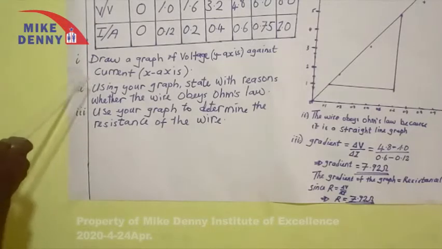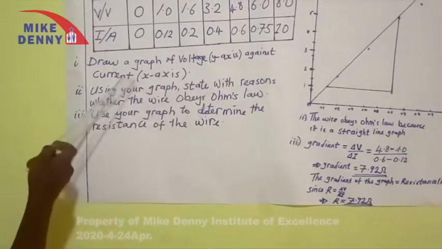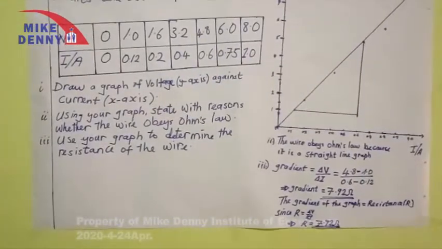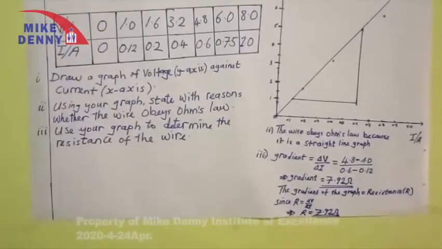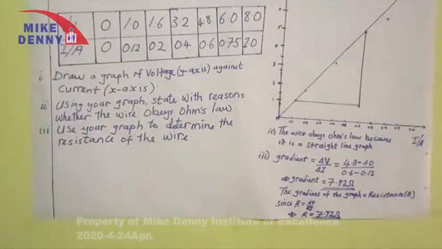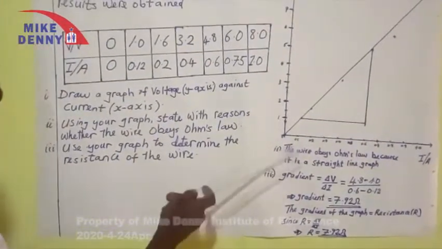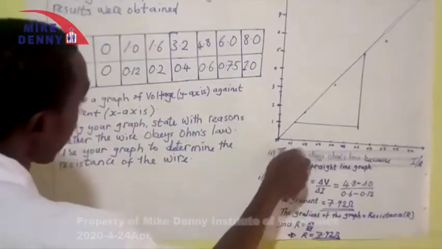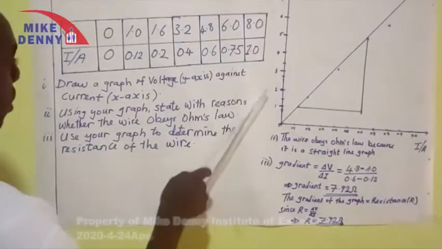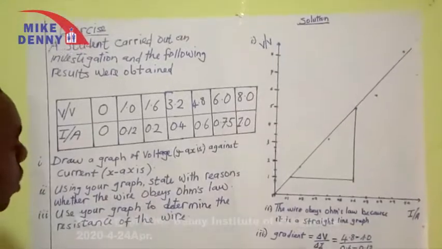Here, the question demands: draw a graph of voltage on the y-axis against current on the x-axis. I know drawing a graph is not strange because we did graph work in nuclear physics. The first thing you have to do is draw your axes. We have the x-axis, known as the horizontal axis. It carries the current measured in amperes. We have the y-axis, which is labeled the voltage measured in volts.